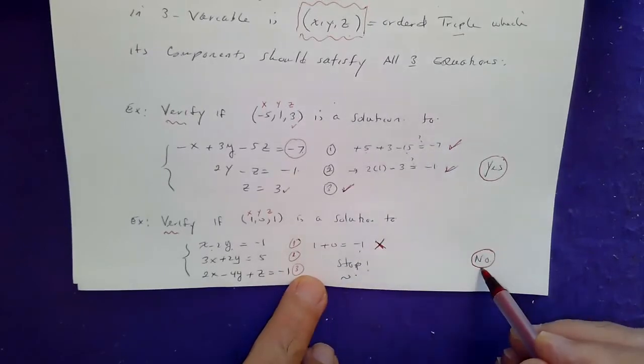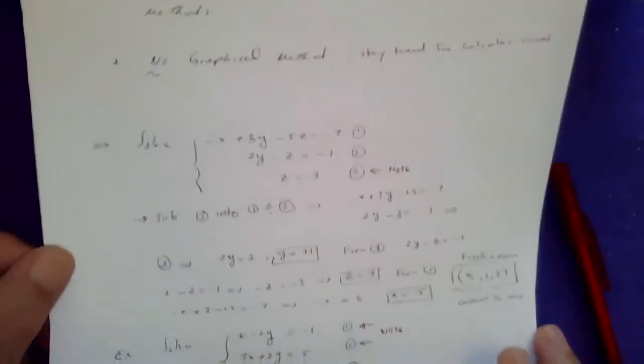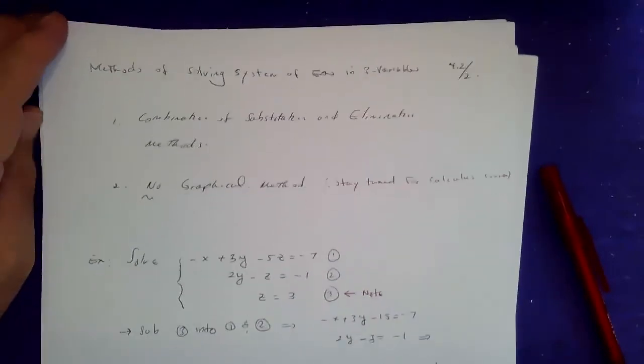Then you can tell, no, it's not a solution. There is no need to check the remaining two. All right, methods of solving a system of linear equations in three variables.